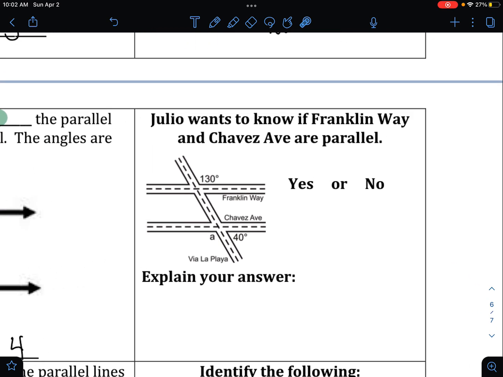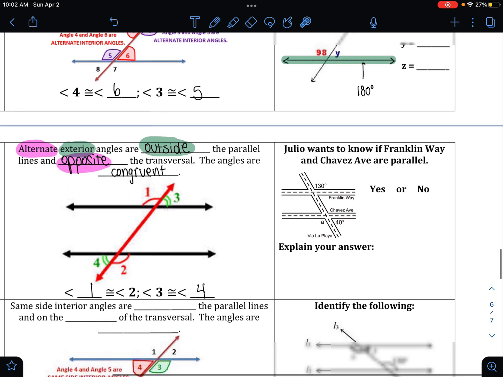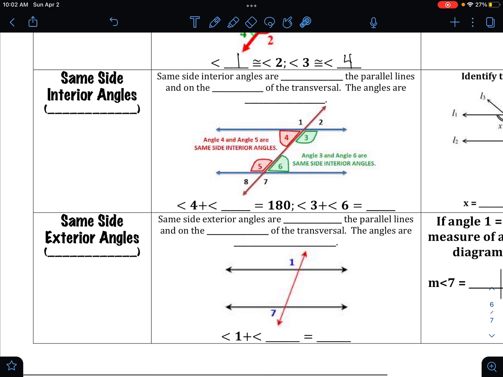Okay. All right, so this one's a little tricky. Julio wants to know if Franklin Way and Chavez Avenue are parallel. You're going to explain your answer. This one I want you to try on your own, using the angle measurements that you have here and what you know about these different angles. So angle A, perhaps this angle up here, all those different things. How do you know if they're parallel or not? I'm going to let you try that one on your own using what you know about alternate exterior angles. I'm also just trying to wrap this up so that you have time to do so.